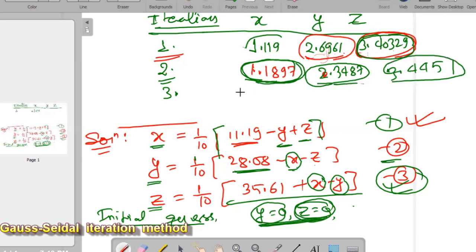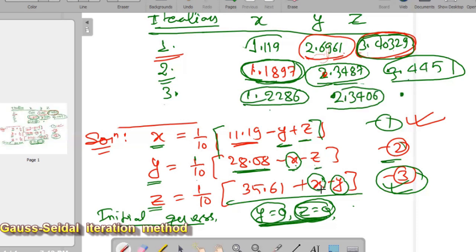In the third iteration, the value of x we obtain by using the values of y and z from the second iteration, which equals 1.2286. The value of y in the third iteration we find from equation 2, which is equal to 1 by 10 times (28.08 minus x), using the value of x from the third iteration and z from the second iteration, and we obtain this value of y.